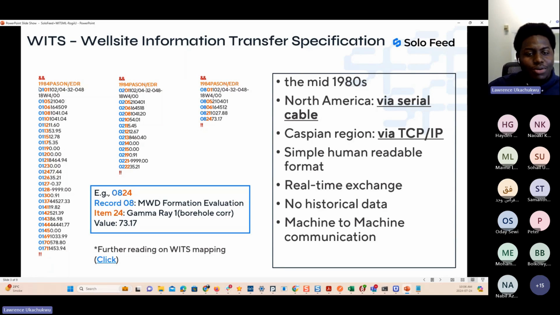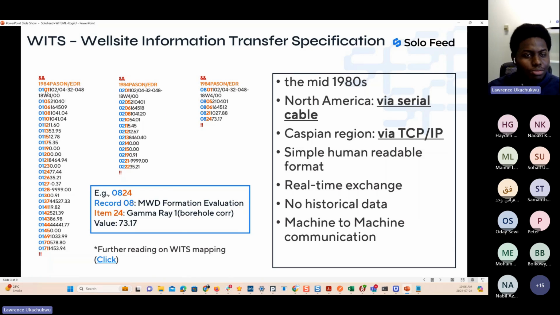And what you see on here, we have the first two numbers, which are typically called the record numbers. So your typical drilling data, your MWD data, your mud log data, your survey data, your wireline data, whatever data it is, would always have a record number. 01 would typically be for your time-based data. Your 02 would be for your depth-based data.